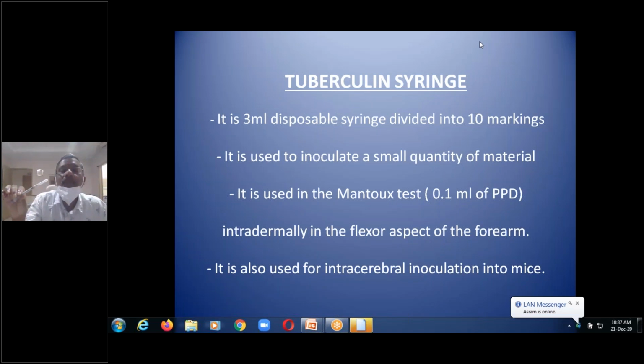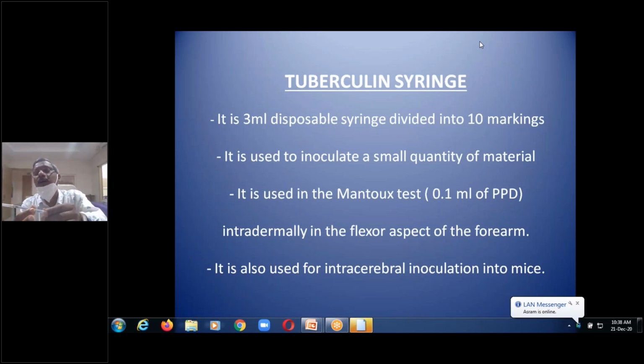Suppose the individual gets induration of 10 mm on the flexor aspect of the forearm after inoculation, after 48 hours. If it is less than 10 mm, the test is called Mantoux test negative. Suppose the induration is more than 10 millimeters, it is Mantoux test positive. The Mantoux test is also called the tuberculin test.